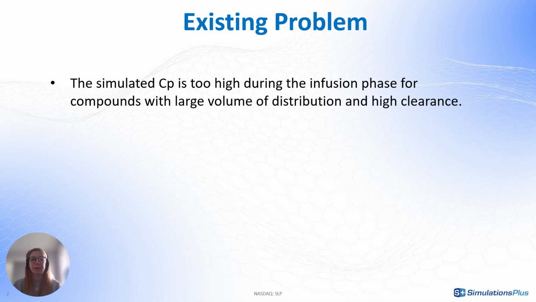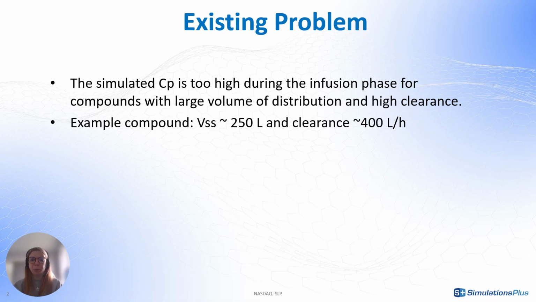There is a long existing problem. The simulated plasma concentration is too high during the infusion phase for compounds with large volume of distribution and high clearance. To illustrate our purpose, we will take the example of a compound with a VSS of around 250 liters and a clearance of about 400 liters per hour for an 80 kilogram human, which is significantly higher than the liver blood flow.